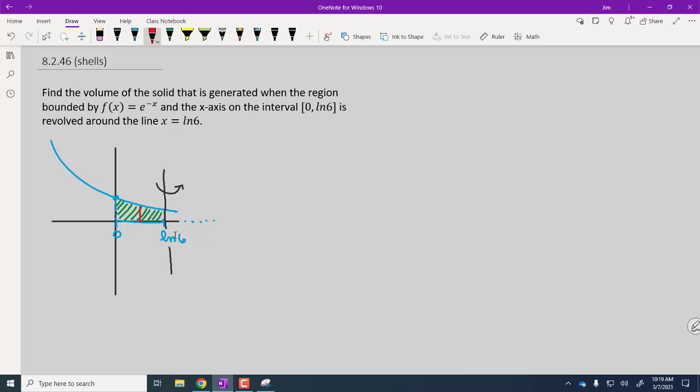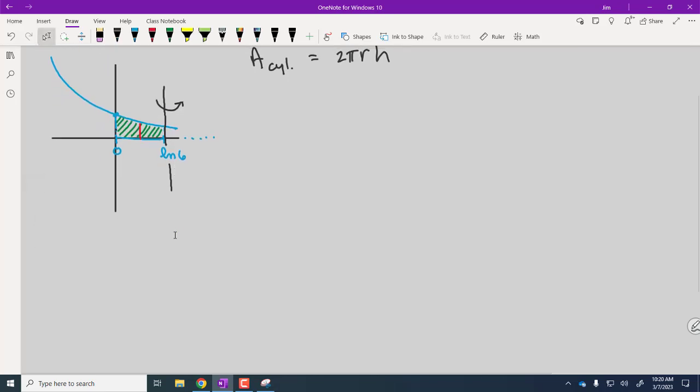Okay, so now we know that for a cylinder, the area is 2 pi r times h. It's the circumference of the base multiplied by the height. So 2 pi r h. We look, this is the vertical element at a random x. The radius is the distance from your element to the axis. So there's the radius. That is a horizontal distance.